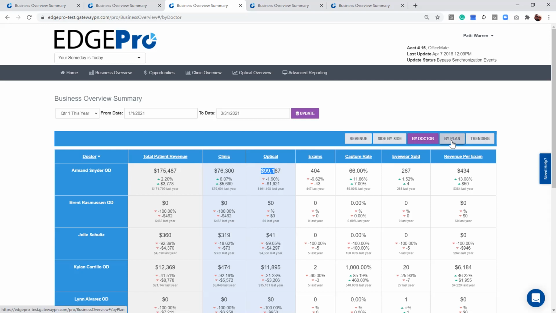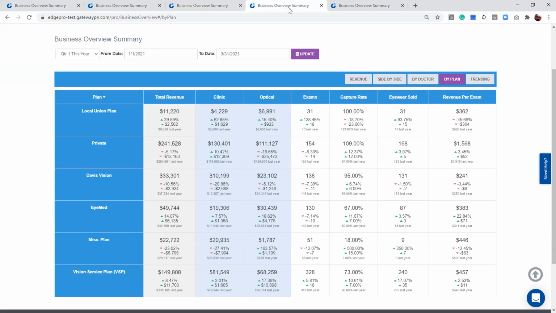So this is also a by plan button that we have. And I'm going to say this is one of my favorite parts of this particular dashboard is the by plan.